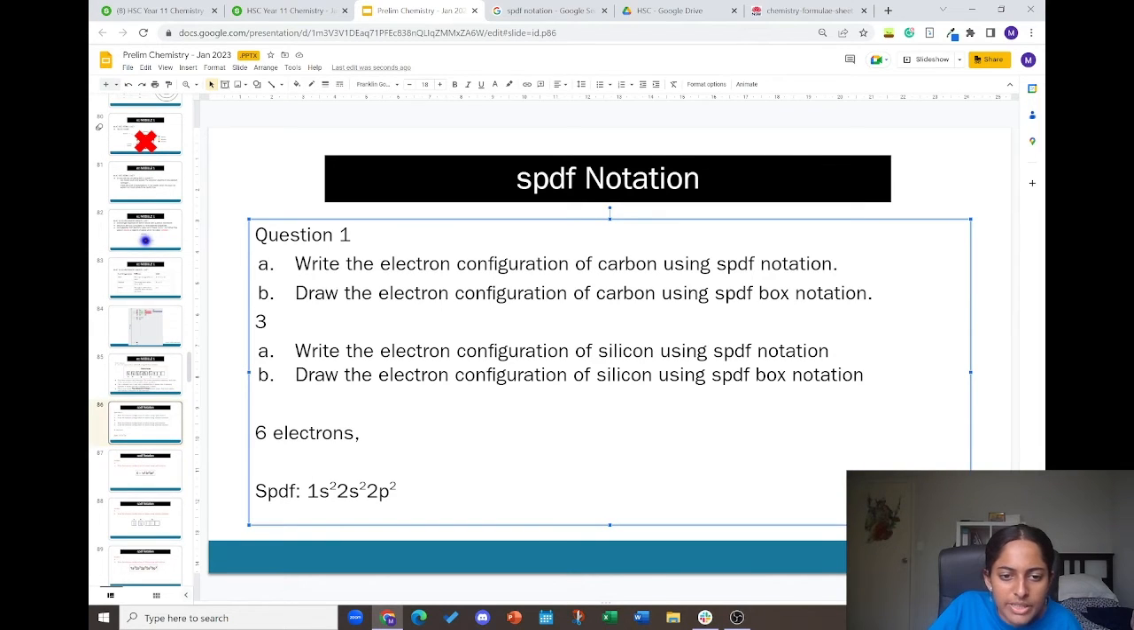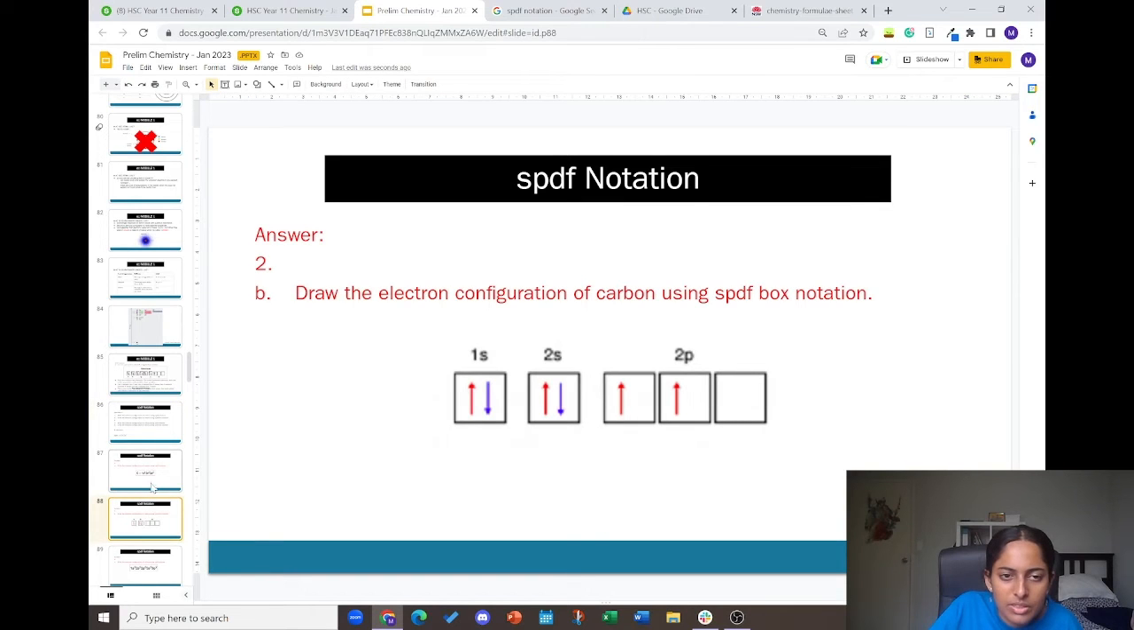But you pretty much use this to write down the box notation. So if I go to the box notation over here, you can see that 1s and 2s are being filled up, but with arrows in different directions because of spin state, like I mentioned, and 2p is being filled up like this. You may be wondering why 2p is being filled up like this instead of one up over here and one down over here.